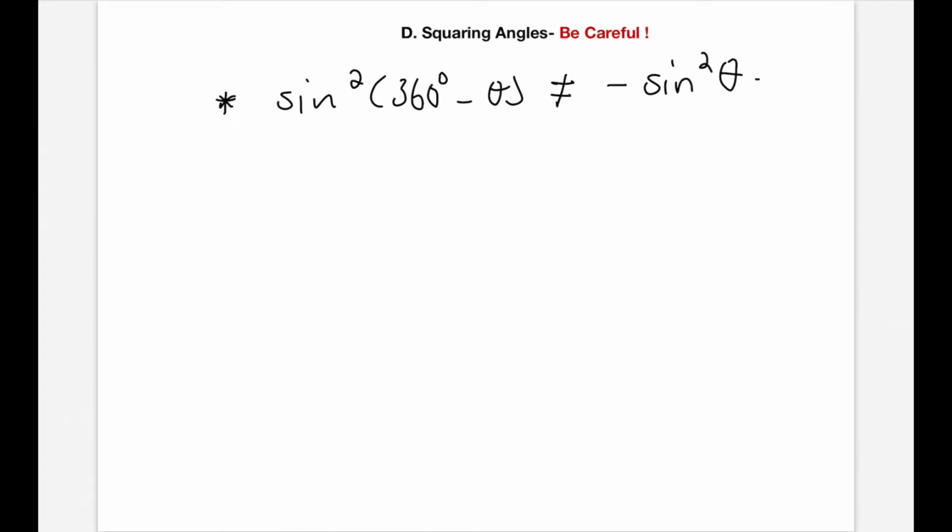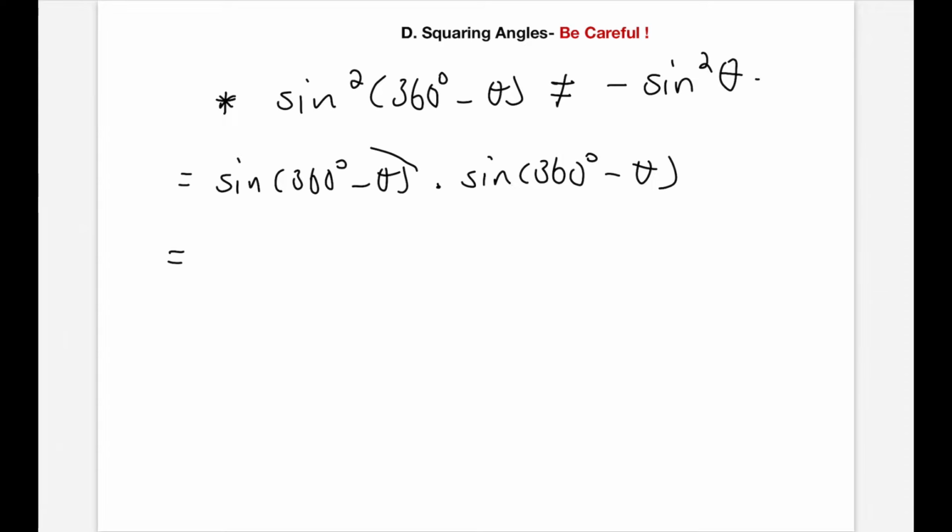Now, you might think that because 360 minus theta is where cos is positive and sine is negative, and that's correct, that's right. But I'd encourage you to expand this a little further. Instead of just simplifying it directly, remember that the sine squared of 360 minus theta is the same as the sine of 360 minus theta times the sine of 360 minus theta. That's what squaring means, isn't it?